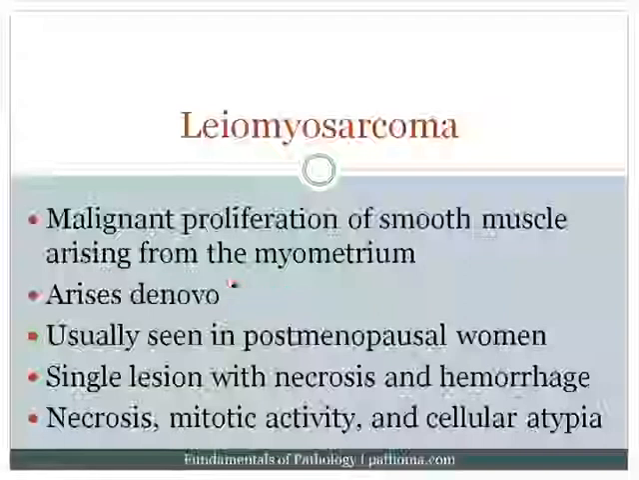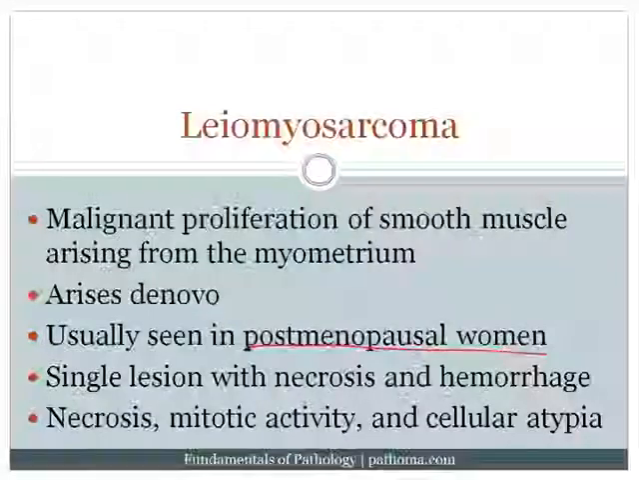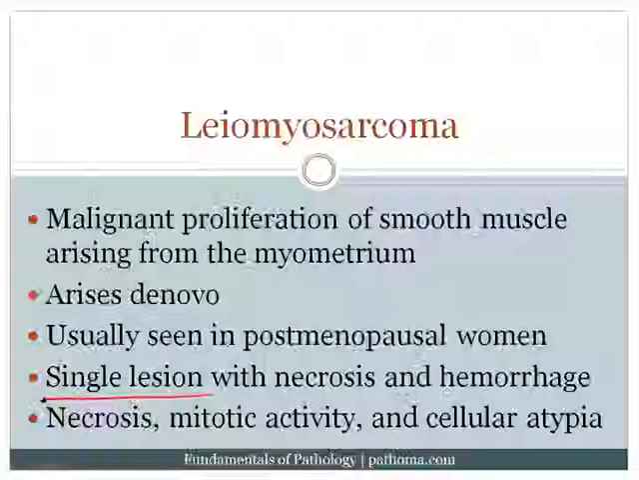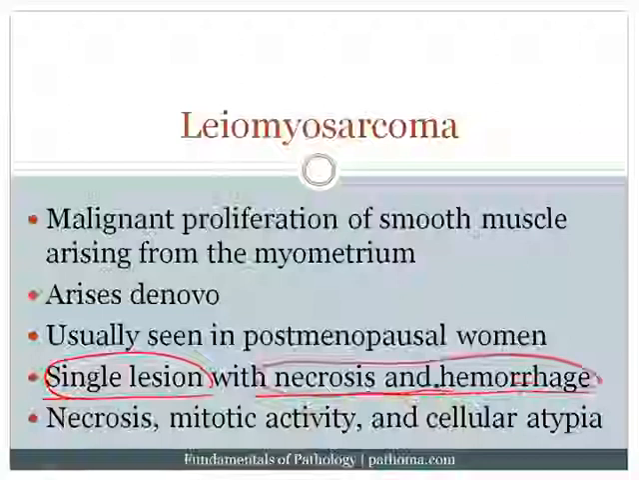High yield point number 2 is that this is usually seen in postmenopausal women. Now, remember that leiomyoma is a disease of premenopausal women, and in fact, leiomyomas usually go away after menopause because they were dependent on estrogen, and when the estrogen is gone, they will shrink. However, leiomyosarcoma is usually seen in postmenopausal women. So that's point number 2. High yield point number 3 is that leiomyosarcoma is usually a single lesion with necrosis and hemorrhage, whereas leiomyoma is multiple white whorly masses. Leiomyosarcoma, single lesion with necrosis and hemorrhage on gross examination.